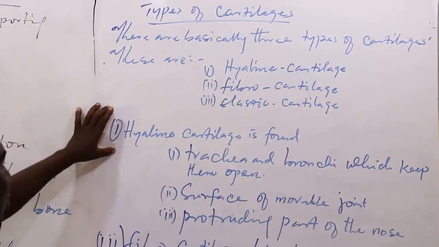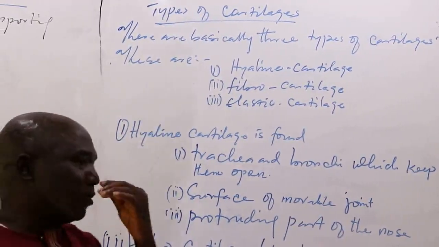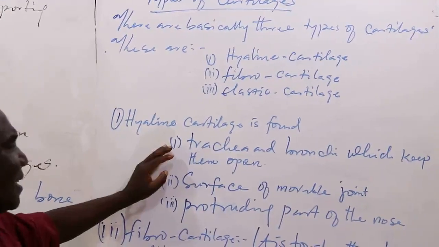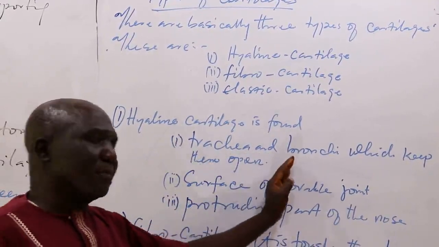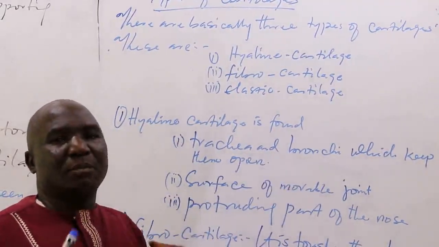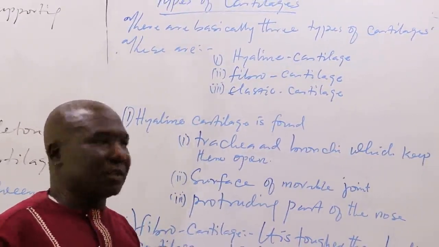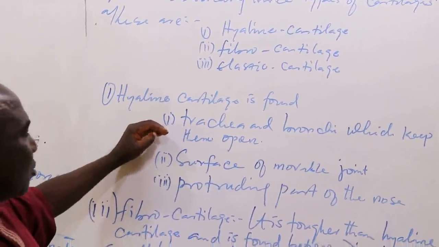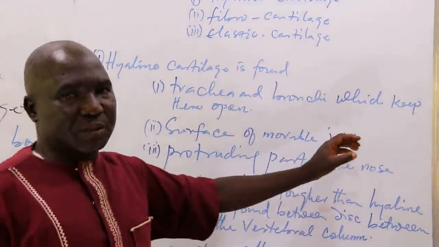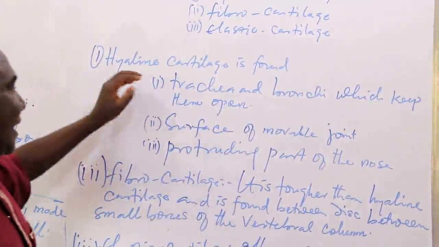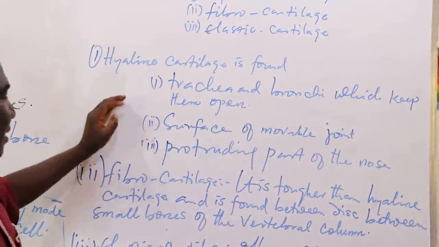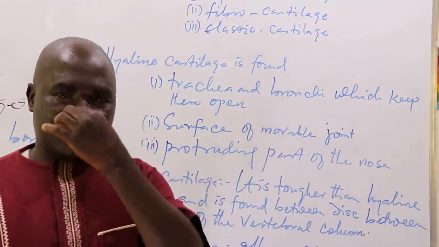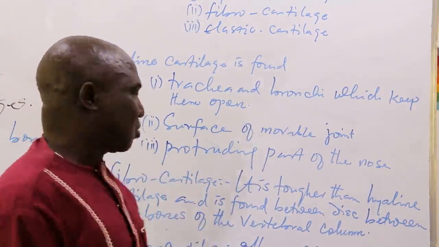First, we have to talk about hyaline cartilage. Where do we get hyaline cartilage? One, hyaline cartilage is found at the trachea and at the bronchi. Bronchi are the cartilages found on the lungs, which keep them open. 2, the surface of movable joints. This is where you find hyaline cartilage. And 3, the protruding part of the nose. Hyaline cartilage is found at the protruding part of the nose that you can squeeze.